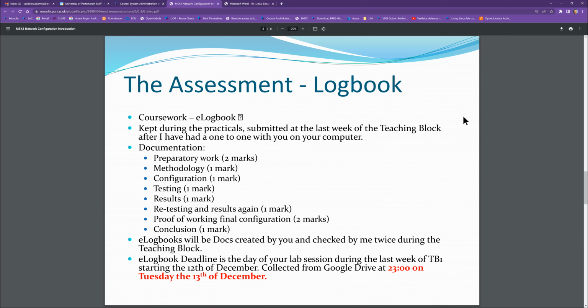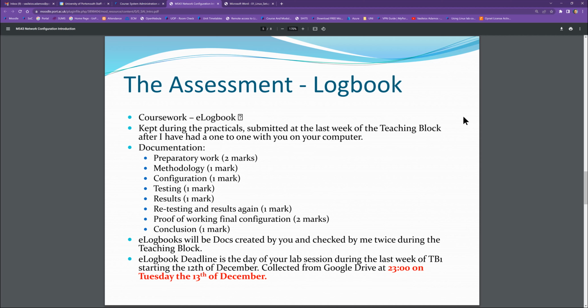The e-logbooks will be checked by me twice during the teaching block. The first time is optional. As I said, during the consolidation week, you get a week where no new material is delivered to you. So you can use that week to make sure that you catch up on your logbook.